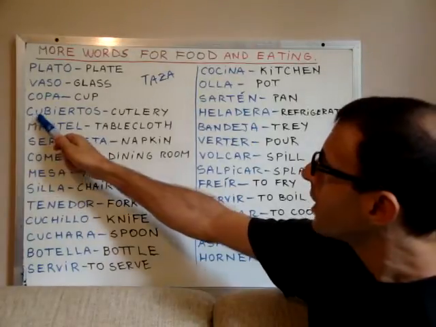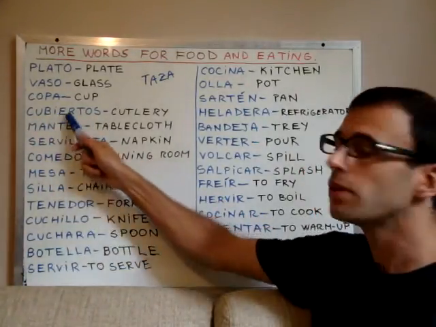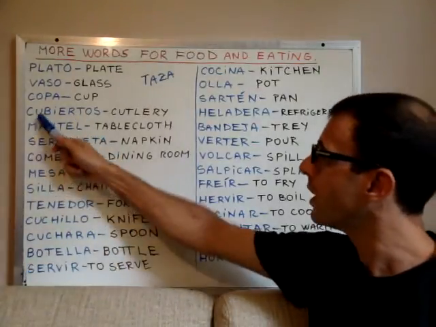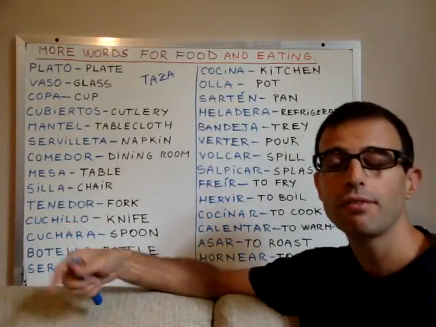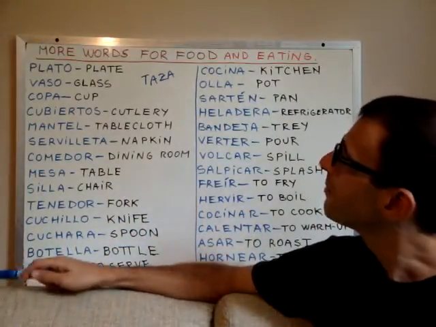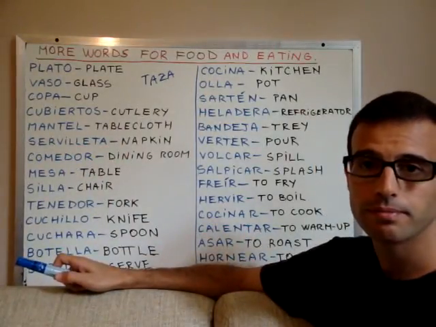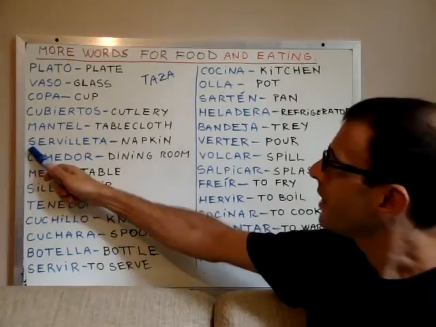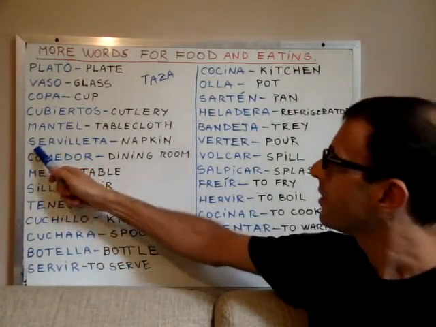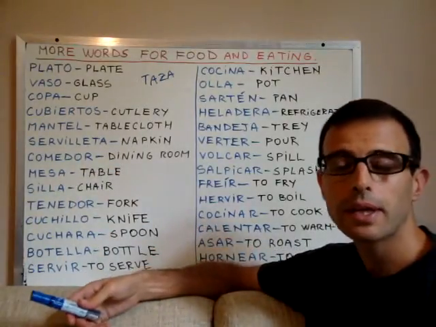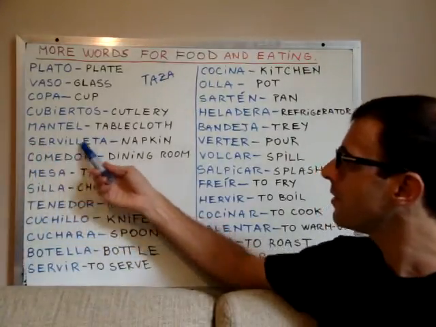We have cubiertos, this is a cutlery, yeah? Cubiertos. So cubiertos is generic. It implies the fork, the knife, the spoon, right? Mantel. Mantel is tablecloth. Servilleta is the napkin, right? Servilleta can be the paper napkin, can be a cloth napkin, right? So servilleta is quite generic.